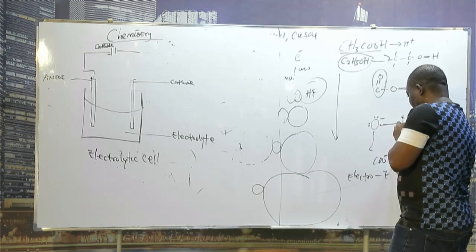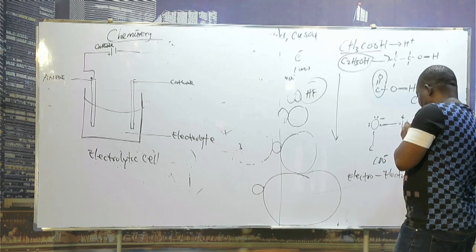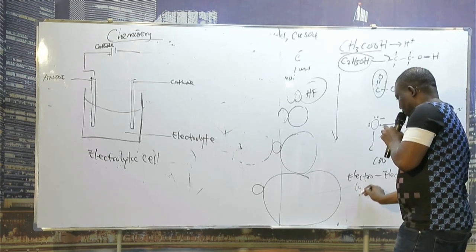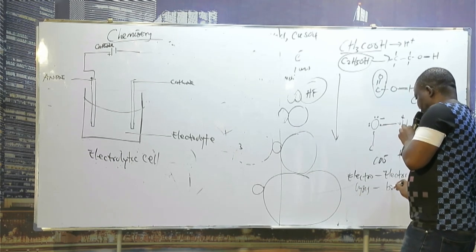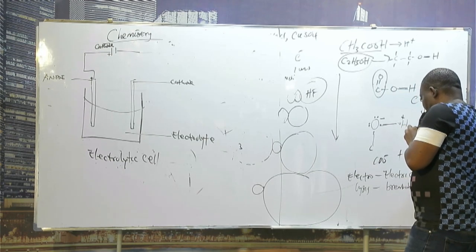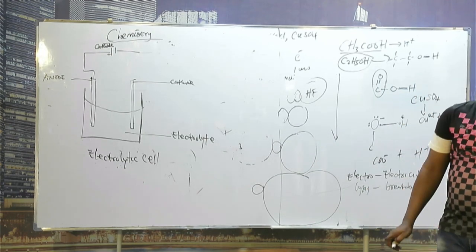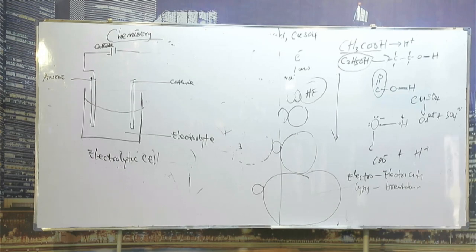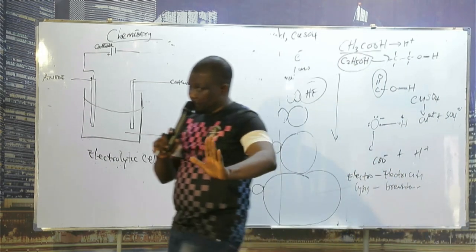Electro is what? Electricity. Then what's lysis? Breakdown. So literally speaking, what is electrolysis? The breakdown of compound using electricity. But don't define it like that in WAEC. Literally, it is the breakdown of compound.